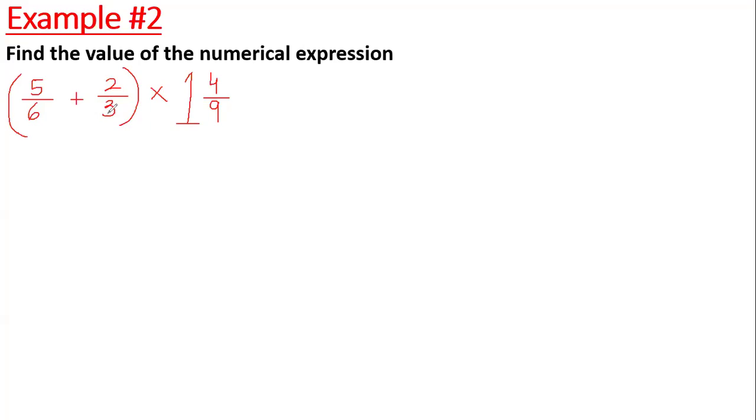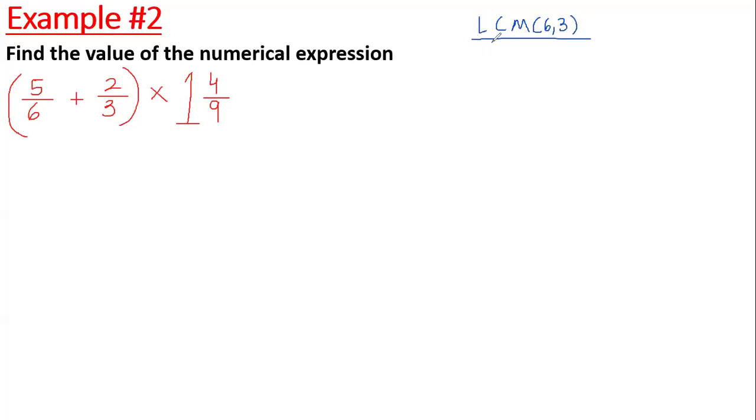And so since the denominators are unlike, I still want to add these fractions because I need to do the parentheses first. And so what I'm going to do is change these two denominators such that they would be the same. In order to do that, I need to figure out what is the LCM of the denominators. The LCM of 6 and 3.